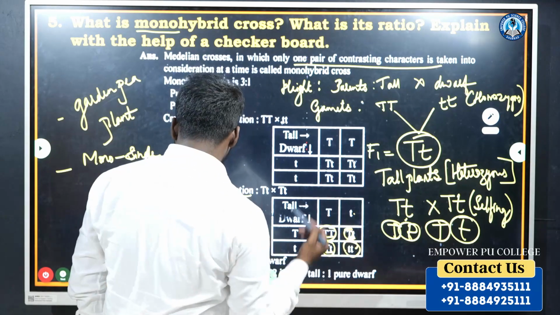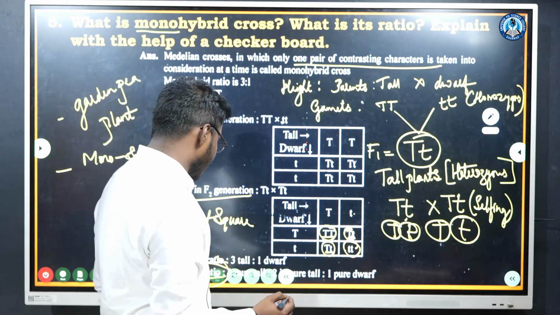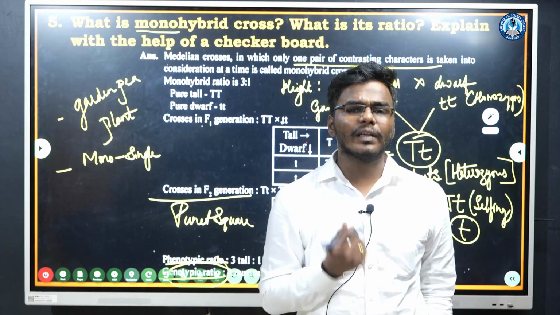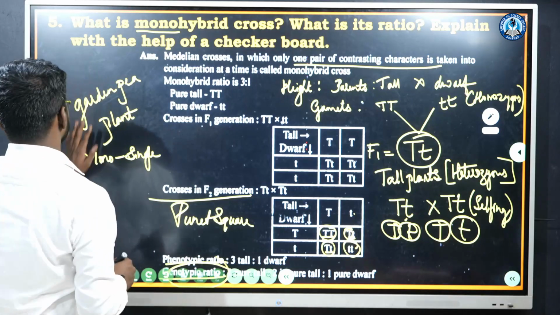That is small t and small t. Genotypic ratio means the genetic makeup. How is the genetic makeup? So now let us write. I'll write it here.